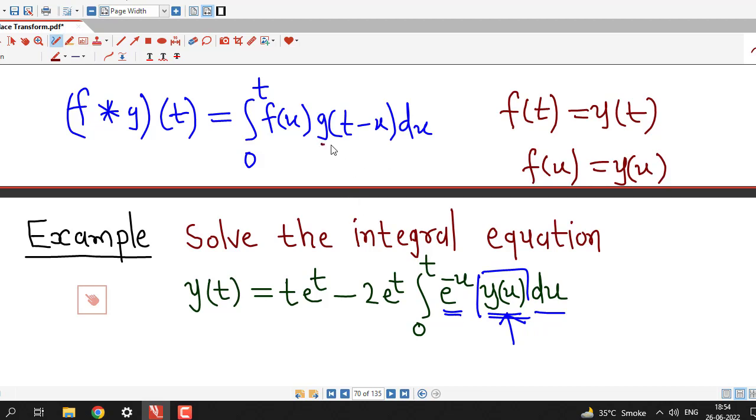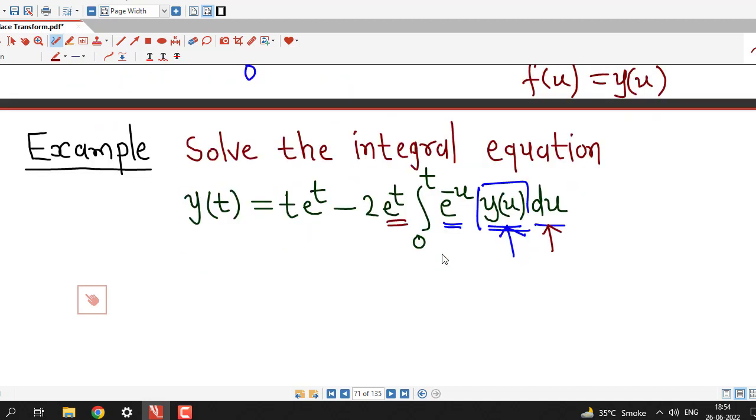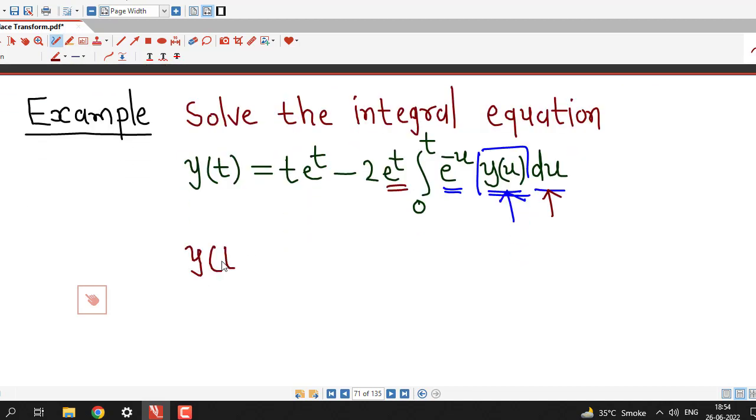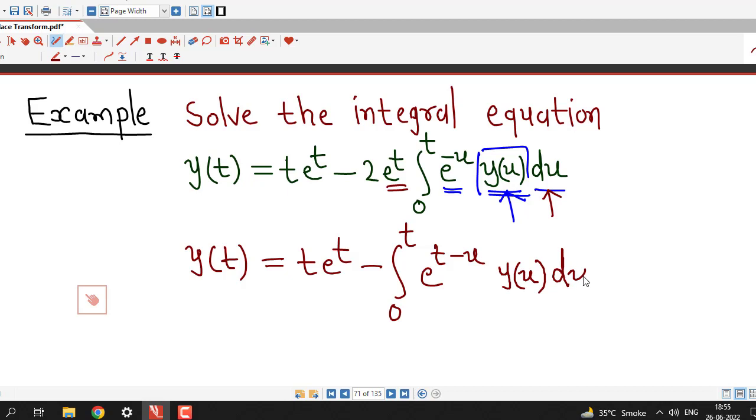But here we require g of t minus u, or the value of function g at t minus u. For that we can see that the variable of integration is u, therefore t will be considered as constant. Therefore we can take this e raised to t inside the integral. So the first step is we rewrite our integral equation by taking this e raised to t inside the integral, and we will have e raised to t into e raised to minus u, which is e raised to t minus u, and here we write y of u du.